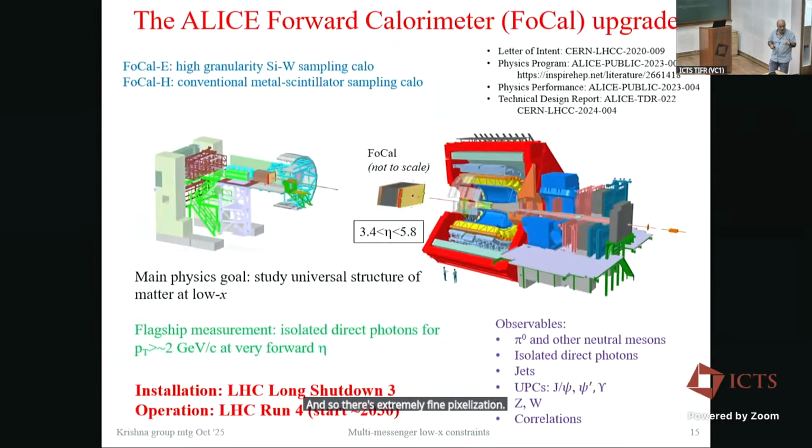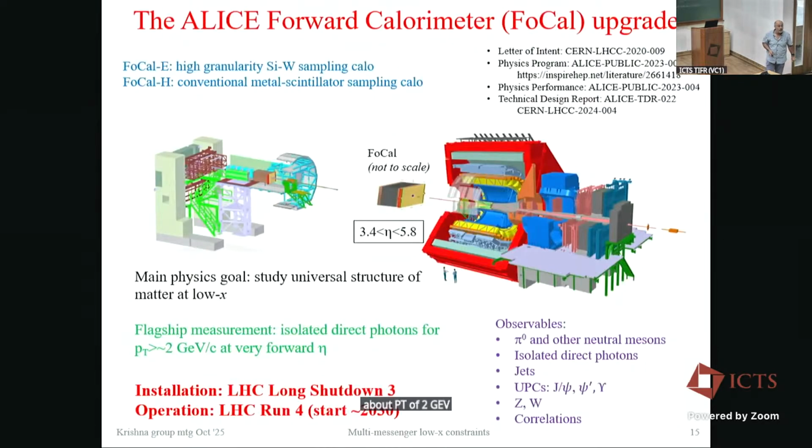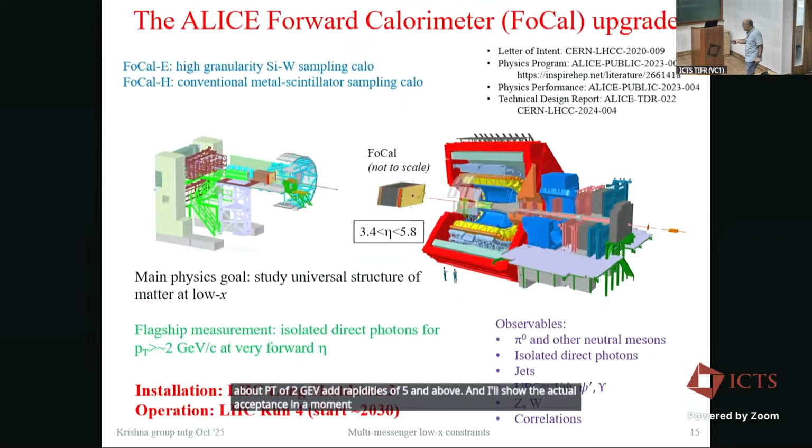Same as? 0-degree. No, there's a rapidity coverage of 3.4 to 5.8. The 0-degree calorimeter is literally 0 degrees, so this is extremely forward. And the flagship measurement is isolated direct photons above pT of 2 GeV at rapidities of 5 and above. I'll show the actual acceptance in a moment. So that's a flagship measurement.